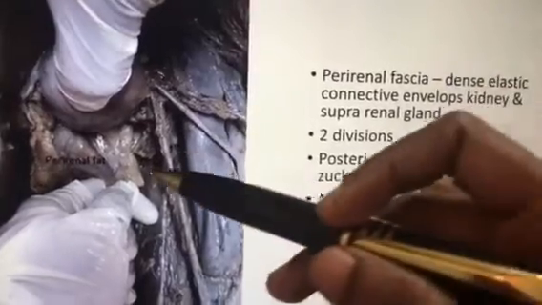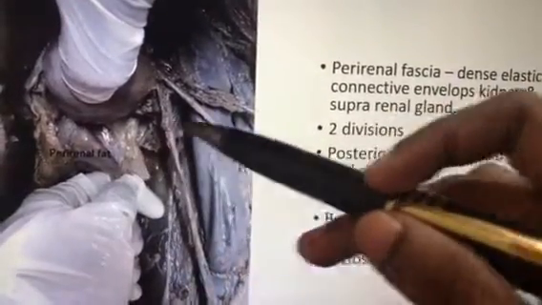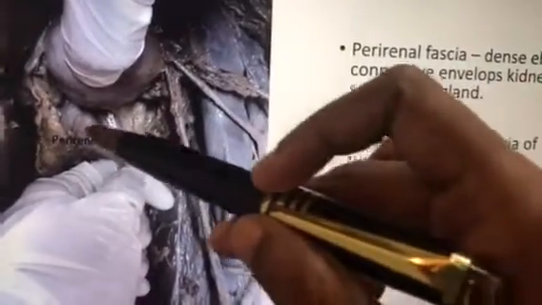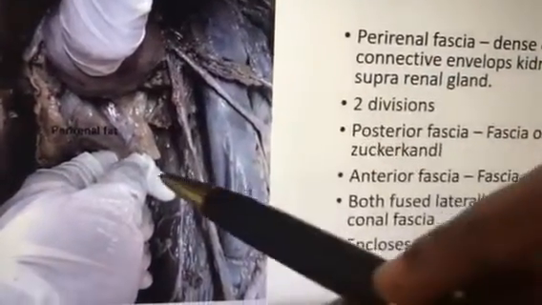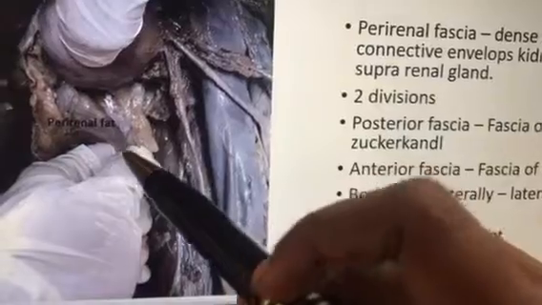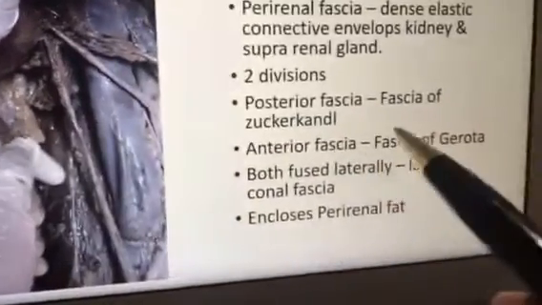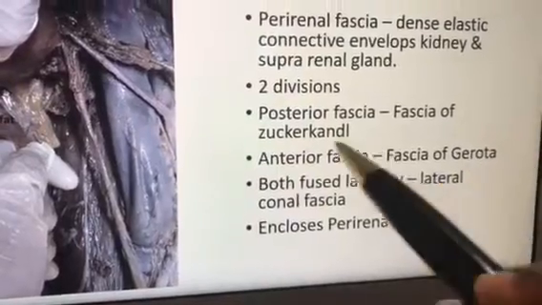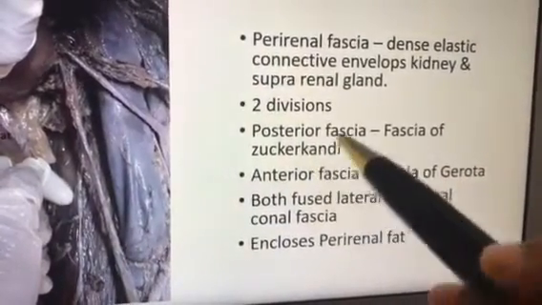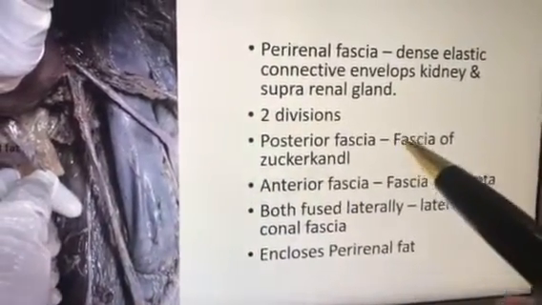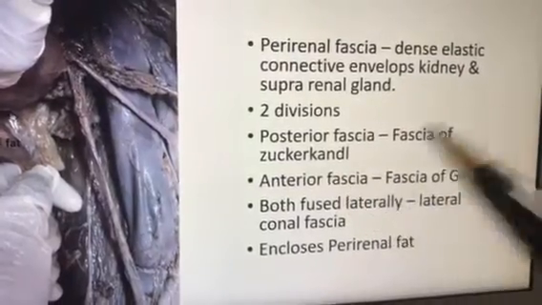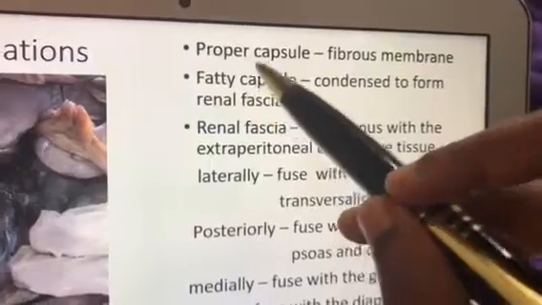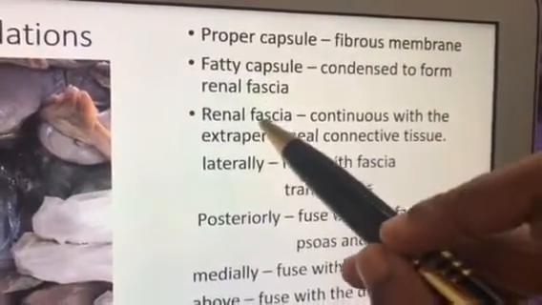Then next to that, surrounding the perirenal fascia is your fat. Okay, you have your fat, everything. And then next is two divisions of the fascia there. One is called posterior fascia, that is called fascia of Zuckerkandl, and anterior fascia is called fascia of Gerota. These two things we will want to see in your paper. So the first is the proper capsule, fatty capsule. The fatty capsule is called as renal fascia.